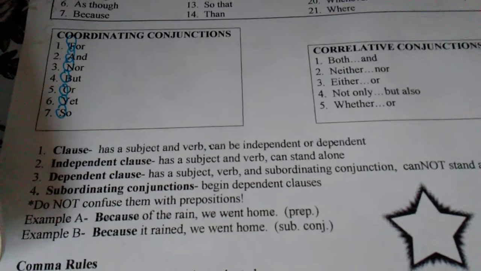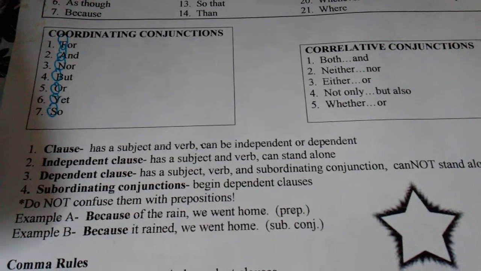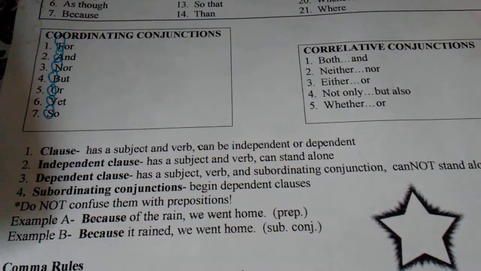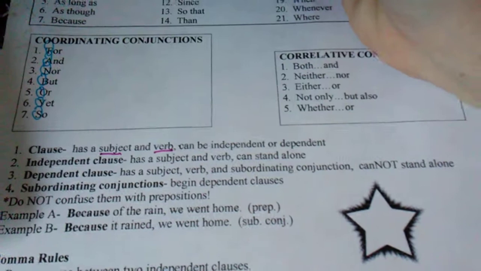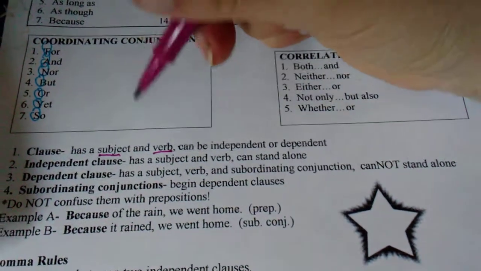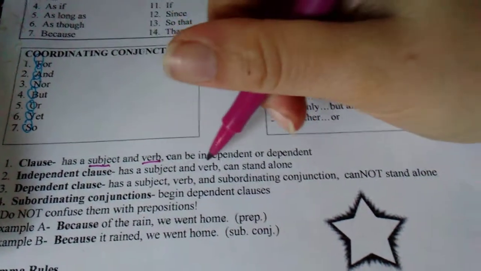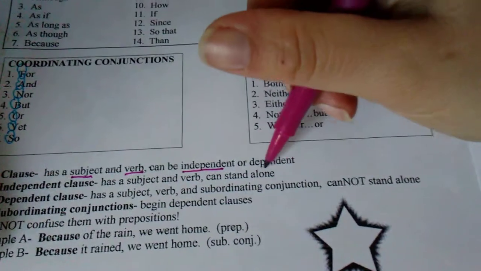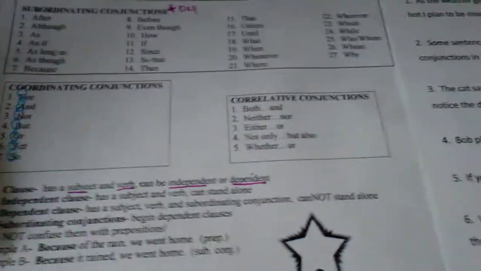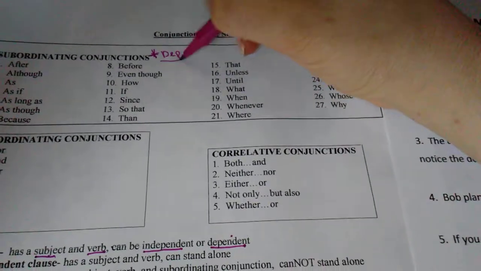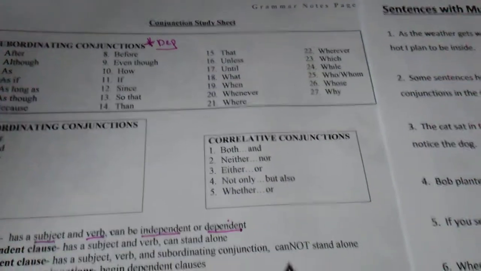So below this is just a quick little review of what a clause is. A clause can be really short or it can be really long. The only thing that it has to have in order to be a clause is a subject and verb. So if you have both of those, then you have a clause. Then you need to decide if you have an independent or a dependent clause. So we're going to know if we have a dependent clause if we have one of our subordinating conjunctions.